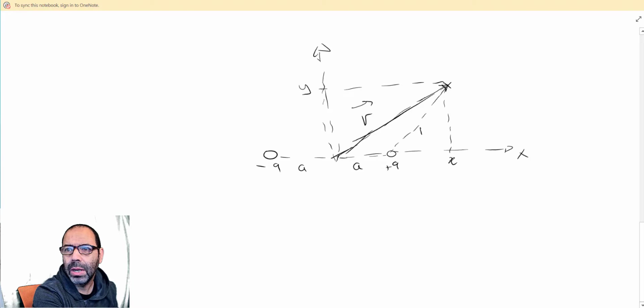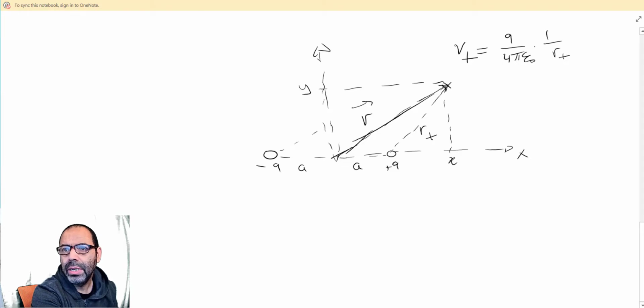So I need this distance, okay? Potential doesn't care about the vector, it cares only about the distance. So V due to the positive charge, since it's a point charge, is simply q over 4 pi epsilon naught times 1 over that distance, r to the positive charge. That's why I put the plus in there.